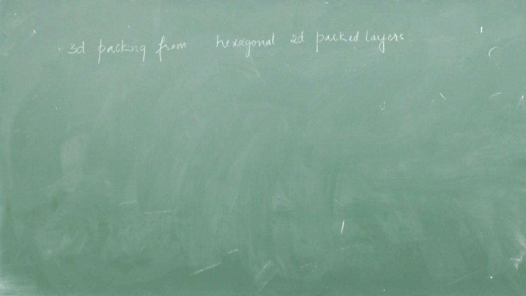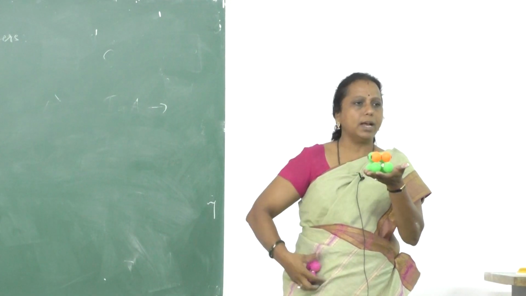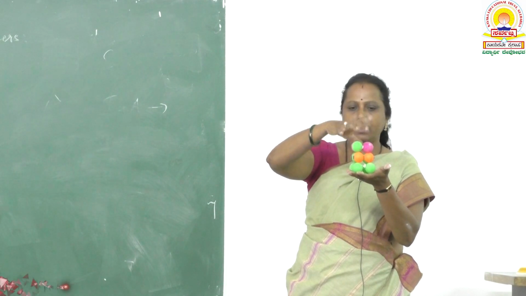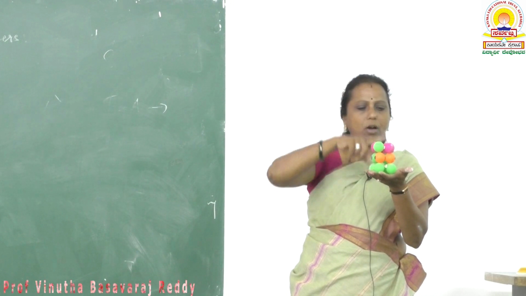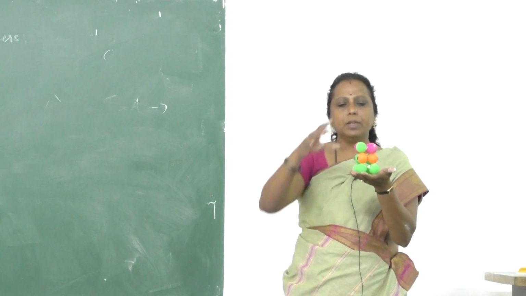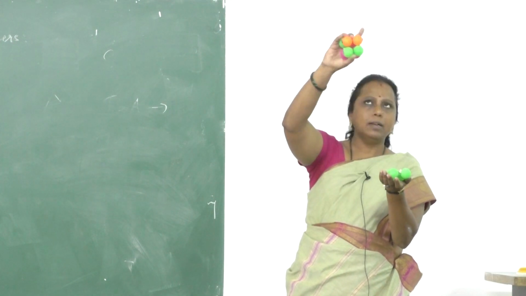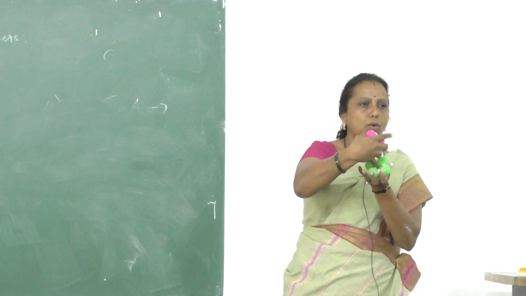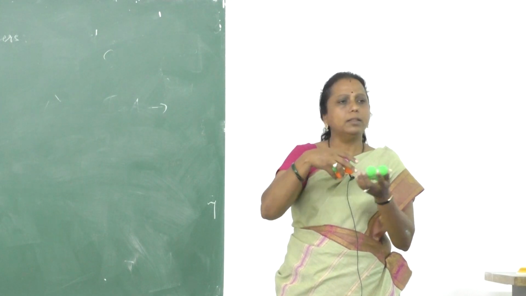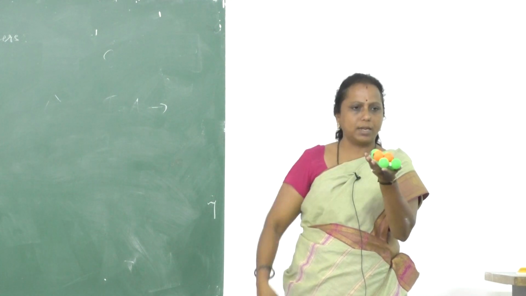This is a square 2D packed layer, one layer, over which I am placing another layer, sphere on sphere. We call it AA packing. All spheres are aligning on each other horizontally as well as vertically. I am changing the second layer now. I place the second layer in such a way that the spheres of the second layer fall on the voids of the first layer. This is the void, the unoccupied space.